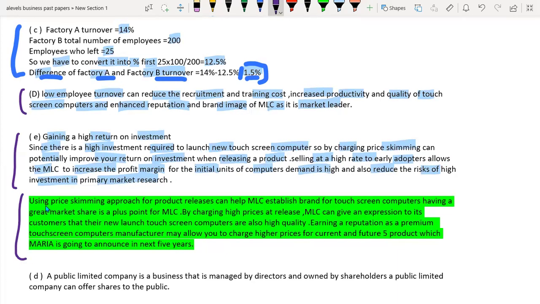And the second part, that using price skimming approach for a product release can help MLC establish a brand for touchscreen computers. Having a great market share is a plus point for MLC. By charging high prices at release, MLC can give an impression to its customers that their newly launched touchscreen computers are also high quality. Earning a reputation as a premium touchscreen computer manufacturer may allow MLC to charge higher prices for current and future products, the 5 products which Maria is going to announce in the next 3 years. Not 5 years, 3 years.